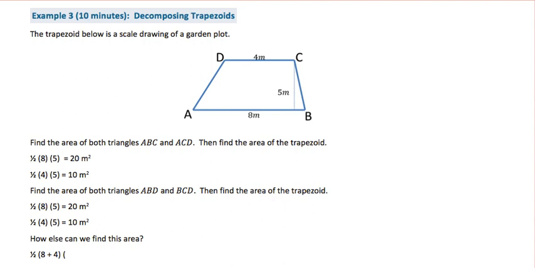And then times the base, which in this case is 5. So I'll substitute 5. One half times 8 plus 4, which we actually call base 1 and base 2 in the formula, and then times the height. Can you still cut it into triangles? Absolutely. And when we do that, that will also give us 30 square meters.